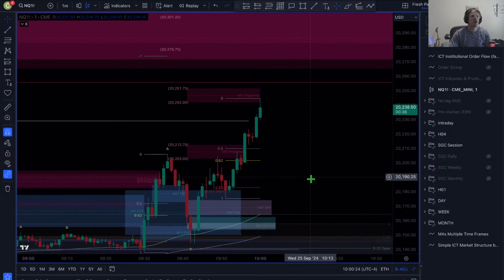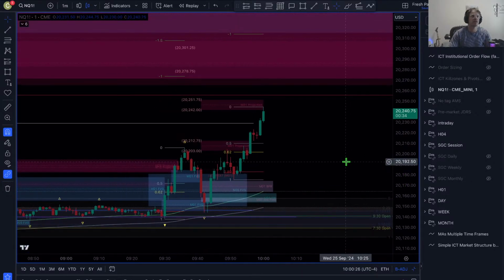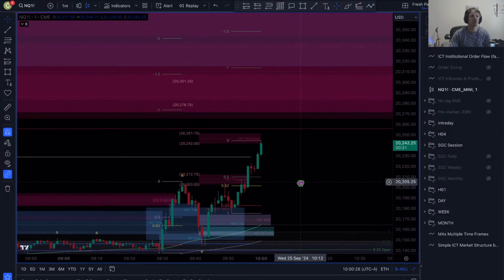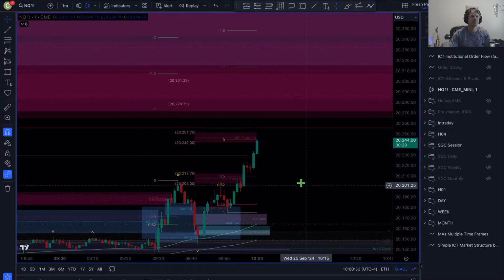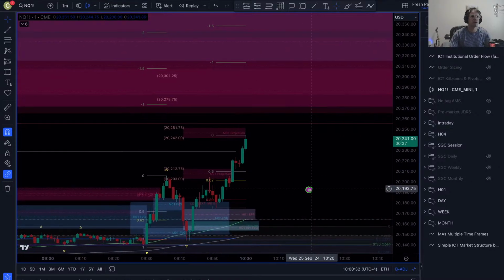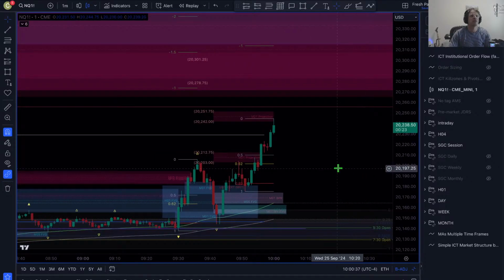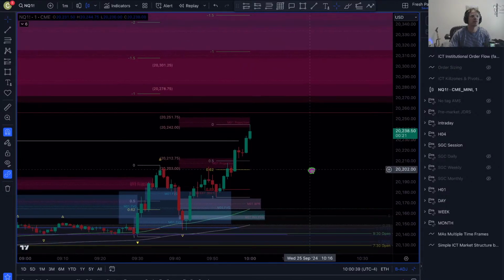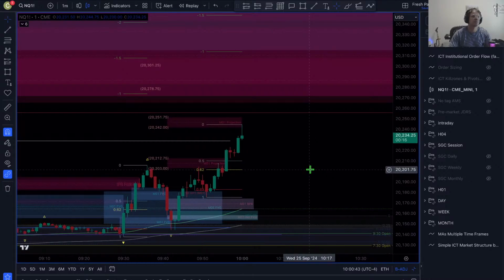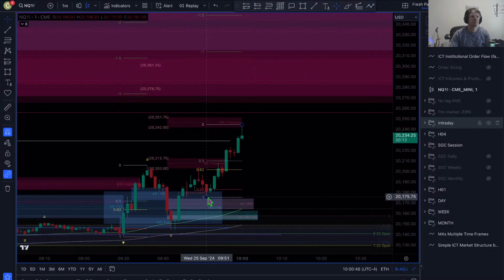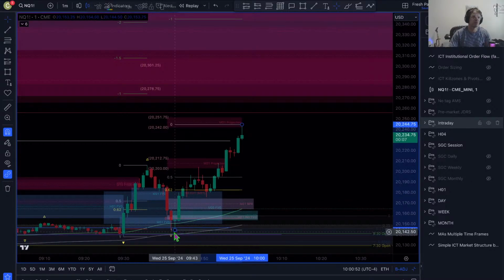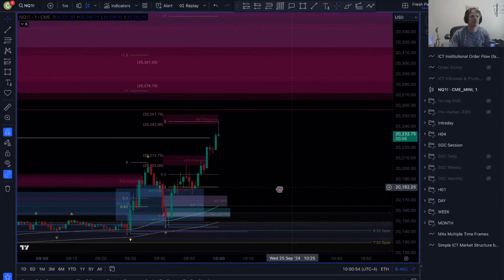Yeah, I sort of like your anchor though. I think that seems reasonable. That's the structure that broke the structure, is what you're saying. It's not quite an intermediate low yet, but yeah, the next low would be the 144.50.